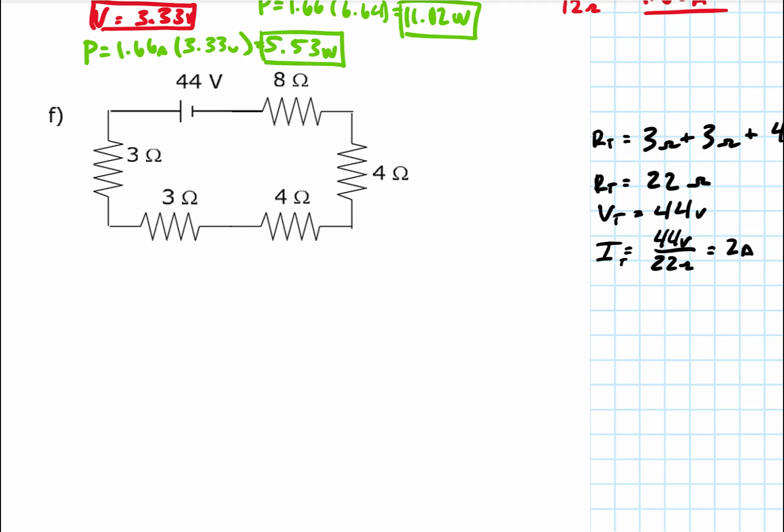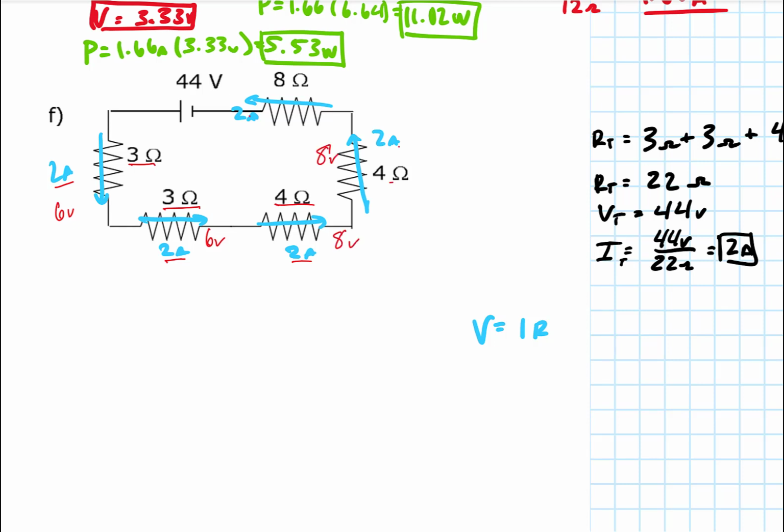My total current comes out to be 2 amps. That means through each one of these, we have 2 amps. So to get the voltage on an individual one, it's current times resistance in that individual thing. So 2 amps times 3 ohms, that tells me I have 6 volts dropped across this. 2 amps times 3 ohms tells me I have 6 volts dropped across this one. 4 ohms times 2 amps is 8 volts. 4 ohms times 2 amps is 8 volts. 2 amps times 8 ohms is 16 volts.